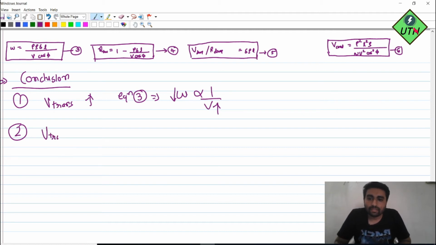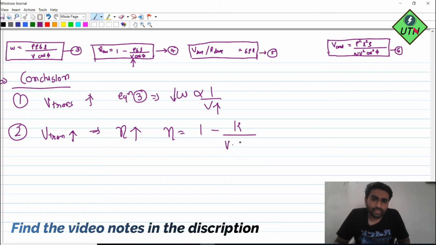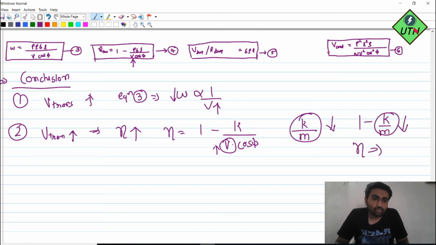If the transmission voltage is increased, efficiency is also going to be increased, because it depends on this particular voltage. The efficiency is simply 1 minus something constant, which we call k, that depends on voltage times cos phi. So if this voltage is increased, k divided by something, let us say k by m, is going to decrease, so 1 minus k by m is going to increase, and efficiency is going to be increased.